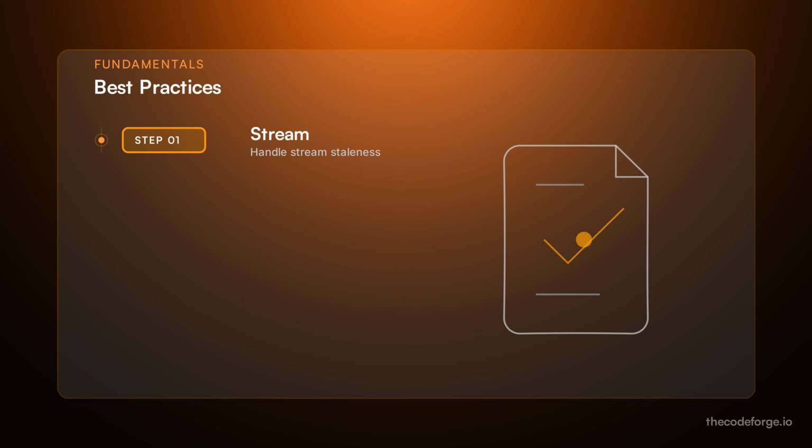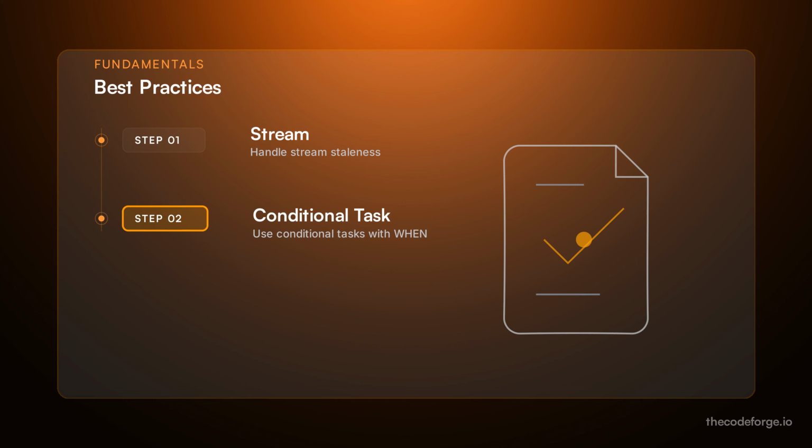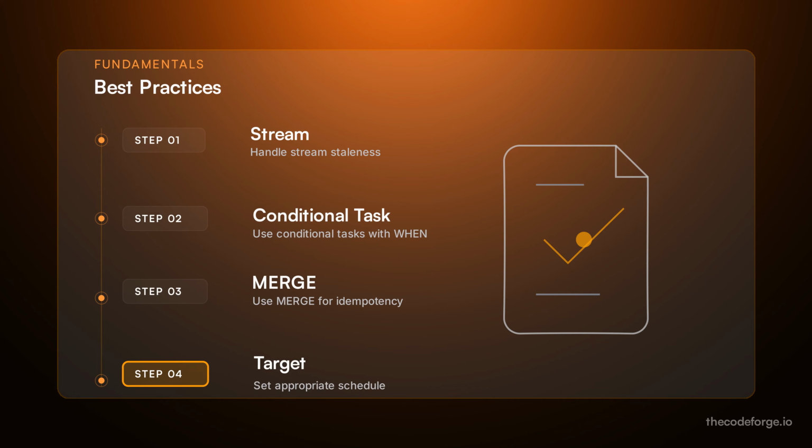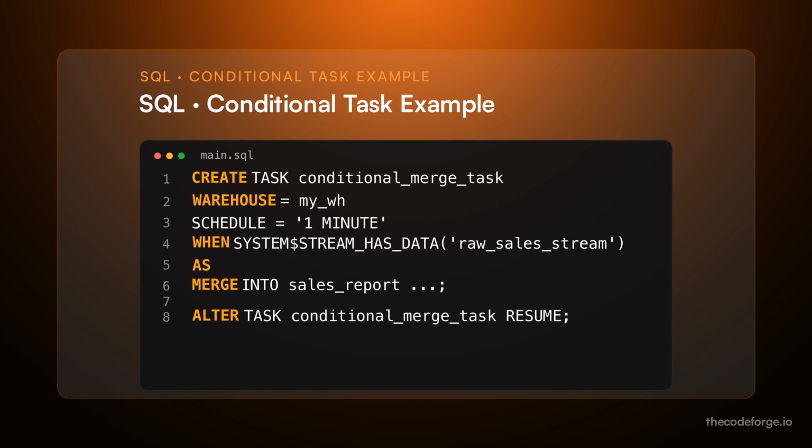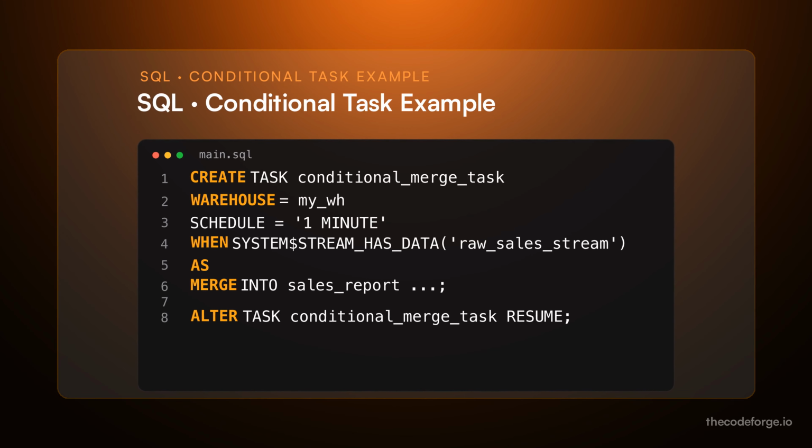Follow these best practices for robust pipelines. Use merge to handle DML idempotently, set an appropriate schedule on the target table, recreate stale streams and backfill, and use conditional tasks with WHEN to skip execution when the stream has no data. This conditional task runs every 1 minute, but only executes if the stream has data, saving warehouse credits. The WHEN clause checks SYSTEM$STREAM_HAS_DATA before the merge.